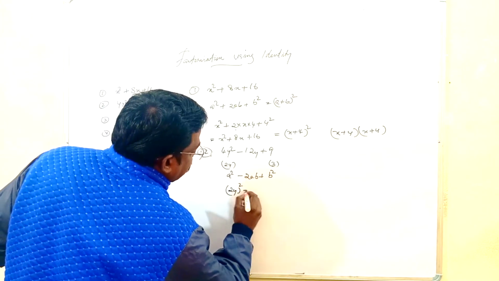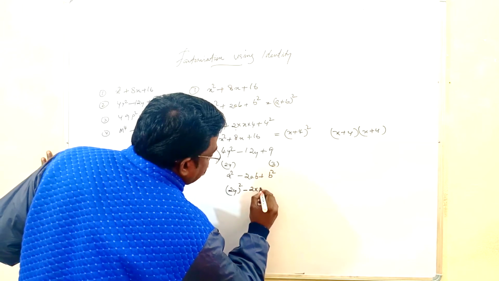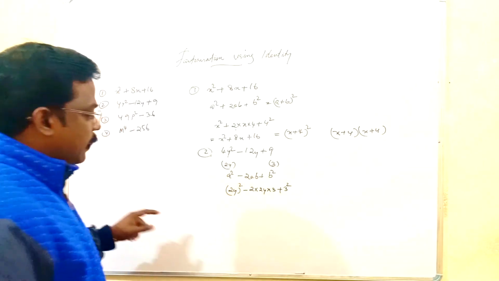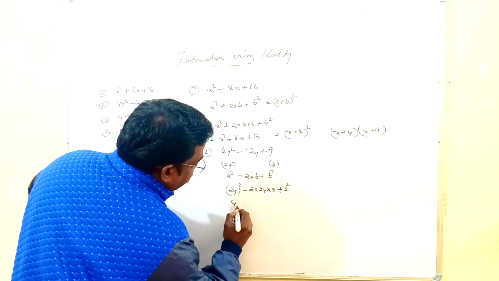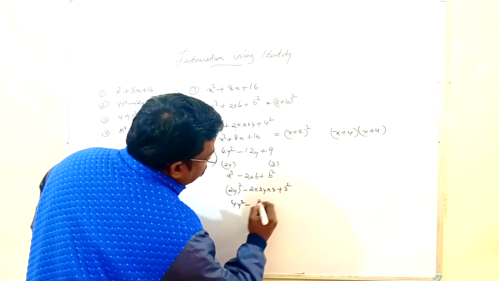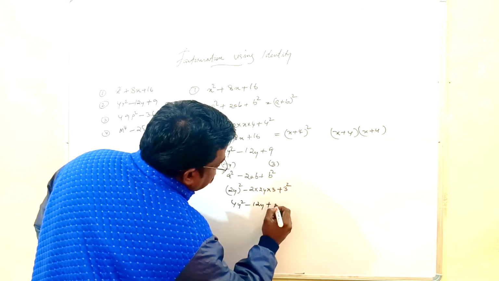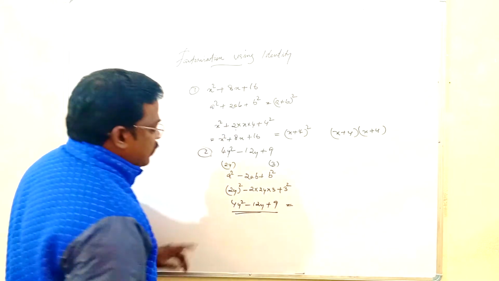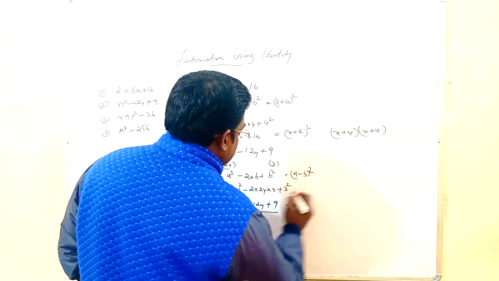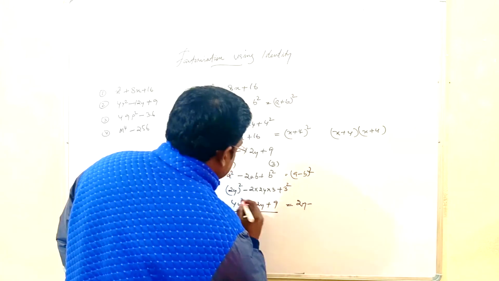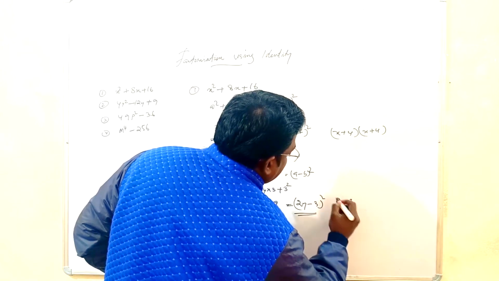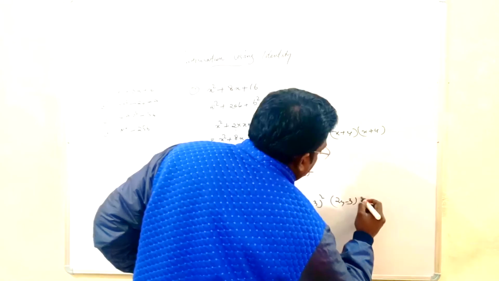2y whole square minus 2 into 2y into 3 plus 3 square. Okay, 2y square is 4y square, minus 2 into 2y into 3 is 12y, plus 3 square is 9. So its factor is a minus b, this means a minus b whole square. Here a is 2y and b is 3, so it is 2y minus 3 whole square, that is 2y minus 3 into 2y minus 3.